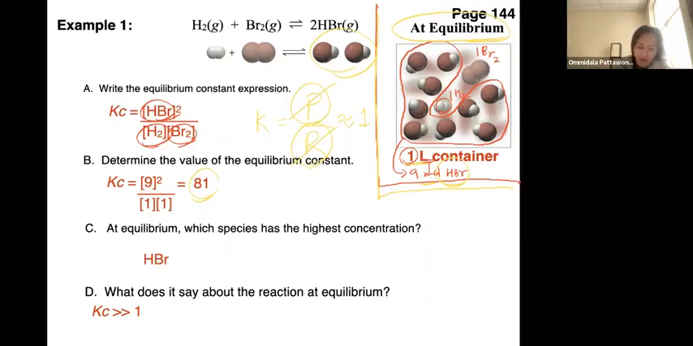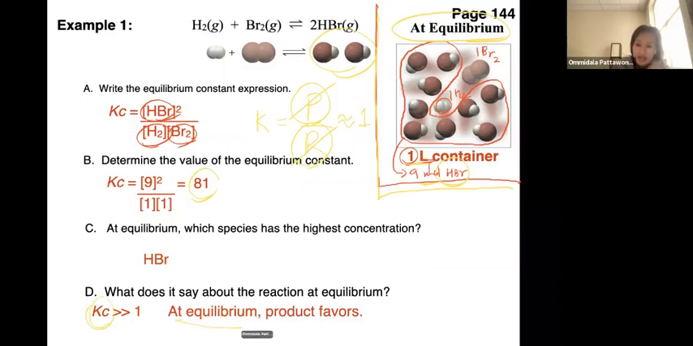So if you have a big numerator and a small denominator, you are going to get a big value that's greater than 1. So that's what this means, right? So what does it mean in this case? Well, as Kc is a lot greater than 1, you are going to see that this is already at equilibrium, because that's what the K tells us.